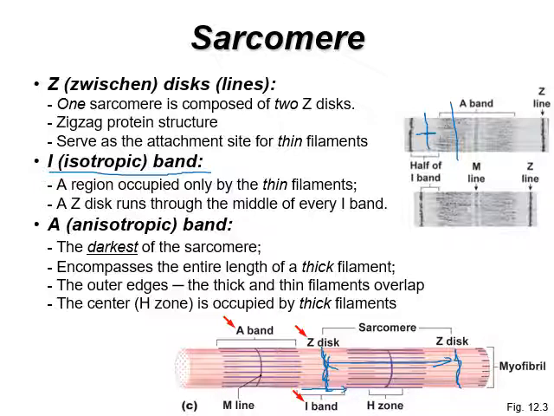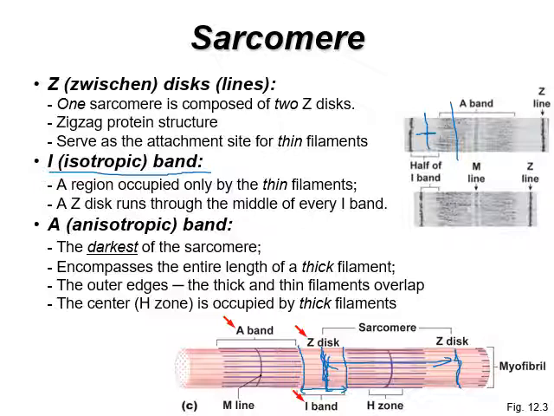What filaments are in the I-band? Okay, the I-band is solely made up of thin filaments. Okay, the I-band contains thin filaments from one sarcomere and the neighboring sarcomere, because this is the Z disc. This is a separation between these two sarcomeres. Okay, so thin filament makes our I-band.